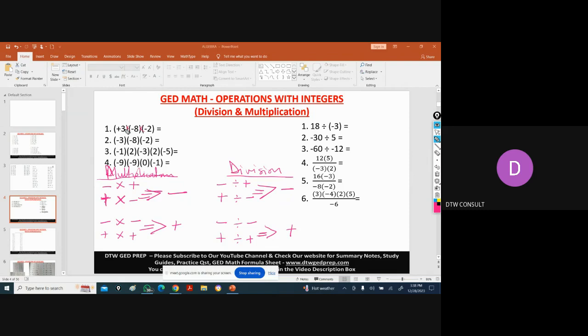Okay, so from here now, what I always advise people to do is, first of all, multiply the numbers, or you can multiply the numbers with the sign together. So here, you have positive 3 times negative 8. What is 3 times 8? 24. So what would the sign be?